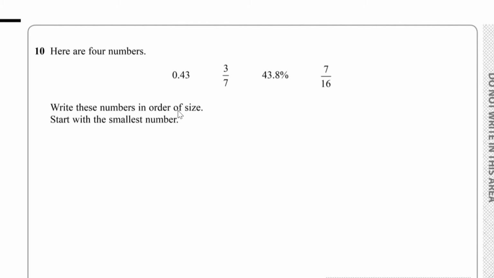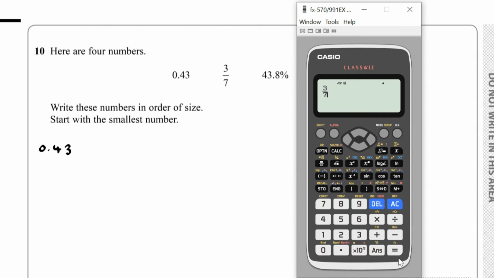Question number 10. Here are four numbers: 0.43, 3/7, 43.8% and 7/16. We have to write these numbers in order of size. Start with the smallest first. Well, what we can do is write each of these as decimals. So I've got the 0.43, we'll leave that alone, but then 3/7, that's equal to 0.428571 4286.